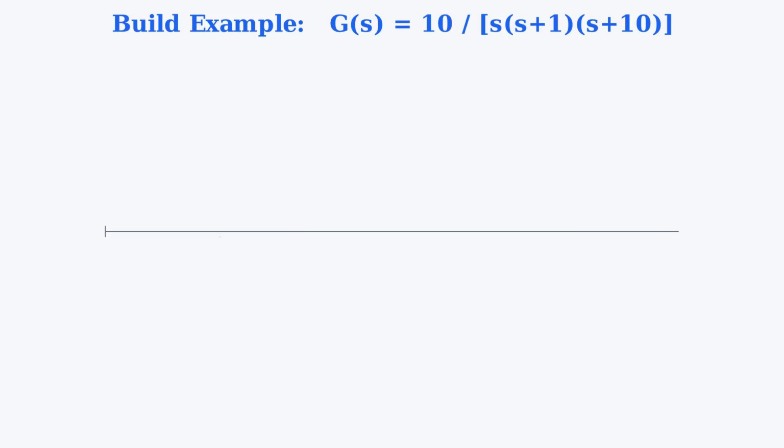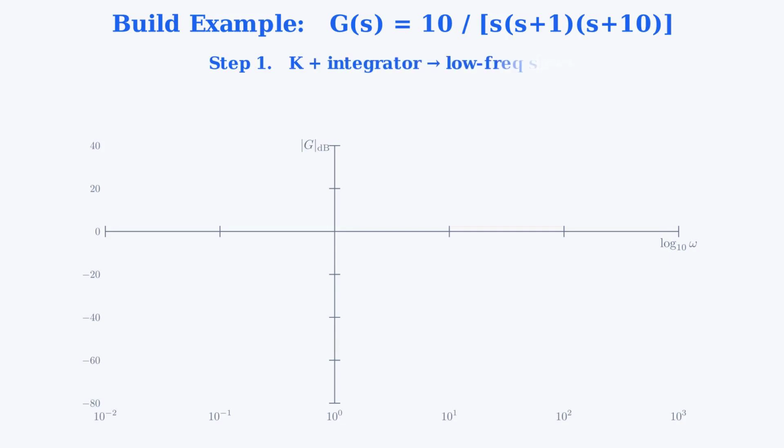Worked example. G of s equals 10 divided by s times s plus 1 times s plus 10. Factor it. Constant, 10. Integrator, 1 over s. 2 simple poles, 1 over s plus 1 with corner at omega equals 1, and 1 over s plus 10 with corner at omega equals 10. Low frequency contribution.